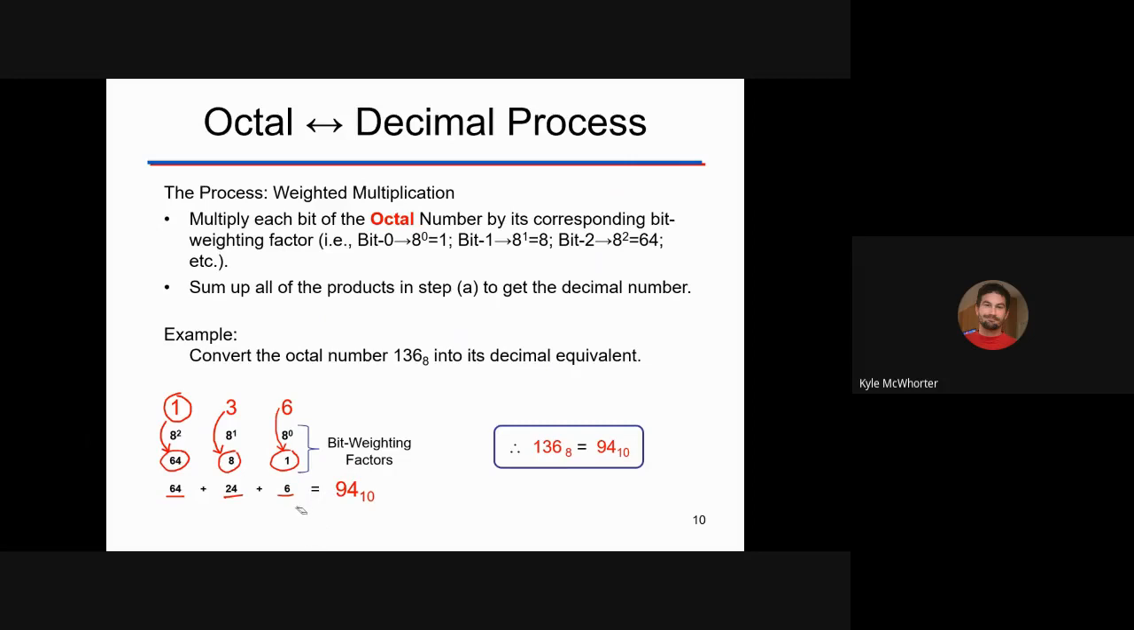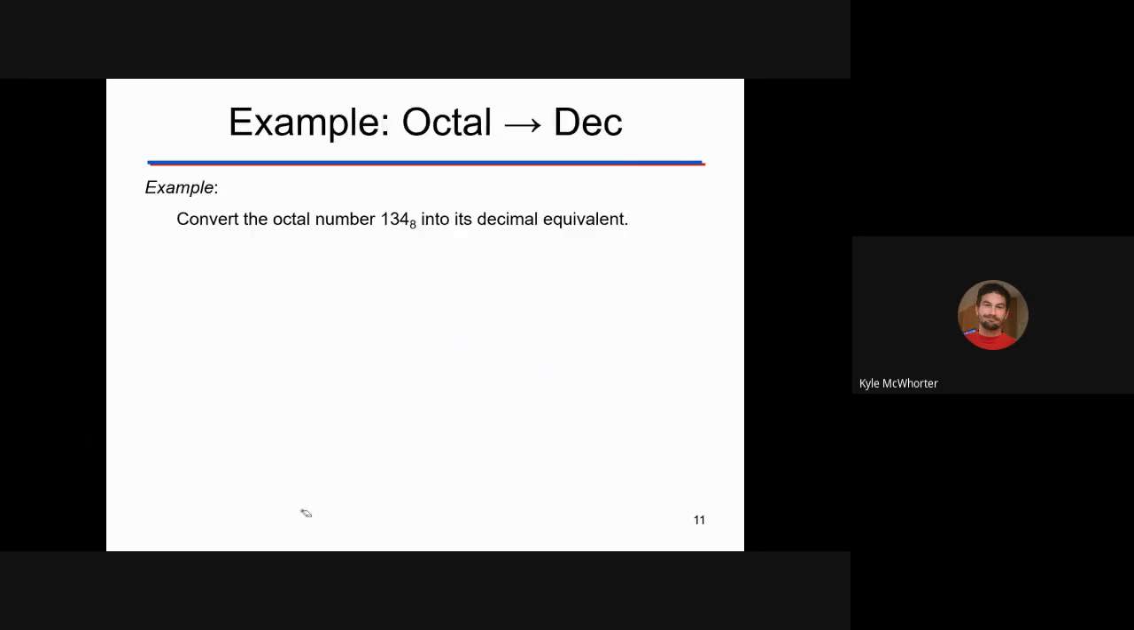Okay, so let's do an example. We're going to convert 134 in octal to its decimal equivalent. So 134. The least significant digit is going to be the ones. So we're going to multiply that by 1. Then this is going to be the 8s, and then this will be the 64s. So we're just going to multiply and then add.